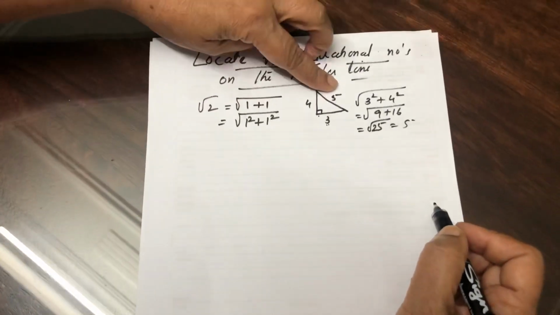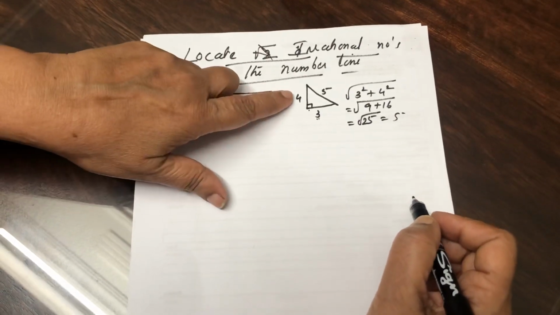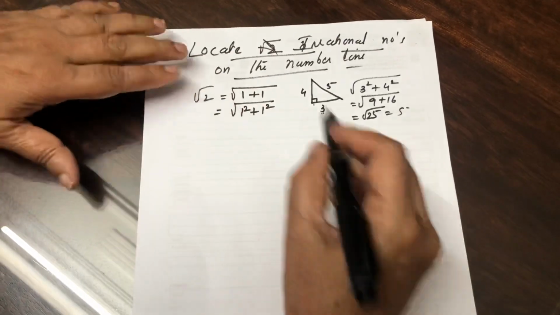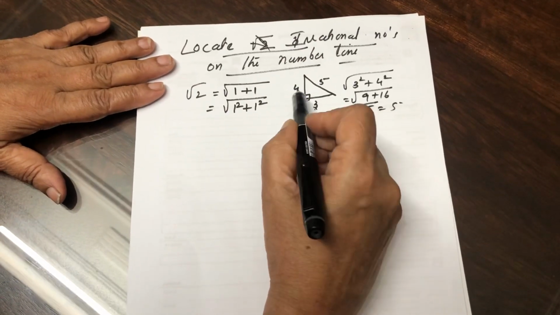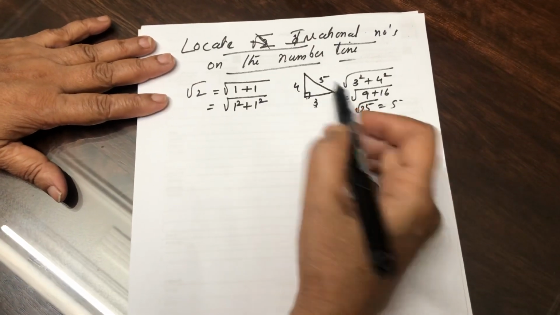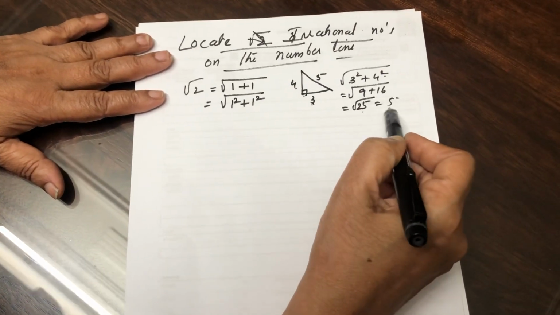Therefore, how will you define it here? We are applying the Pythagoras theorem because it is a right angle triangle. So 3 is the base and 4 is the altitude, and the square root of 3 squared plus 4 squared is root of 25, that is 5.